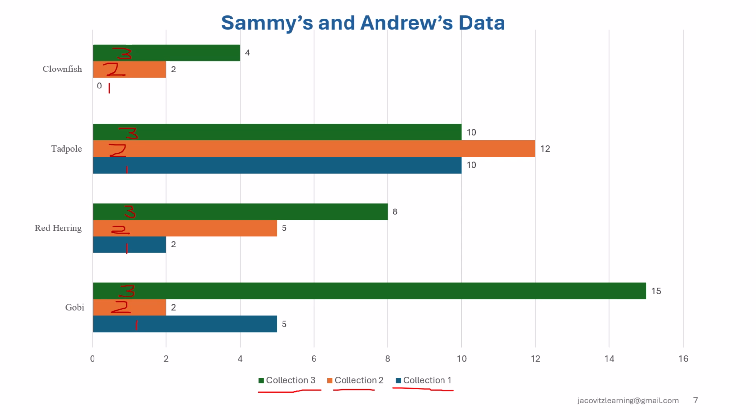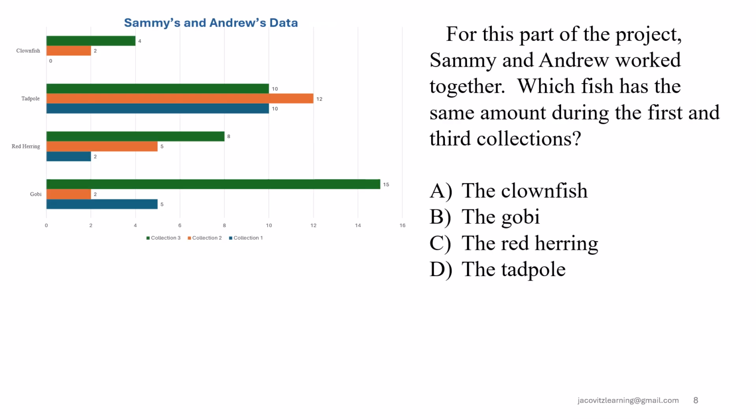Okay, so make sure you notice tiny little details like that, and make sure you get them straight so that if someone asks you a question about the data, okay, so it says for this part of the project, Sammy and Andrew worked together. Which fish has the same amount during the first and third collections? Well, the numbers are here for you.